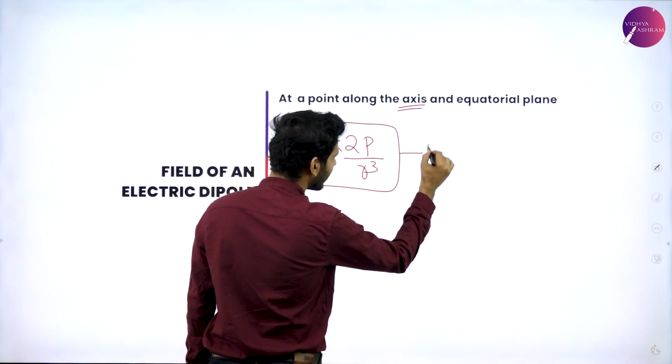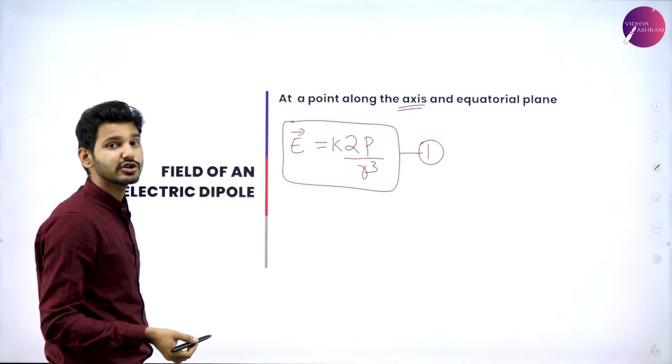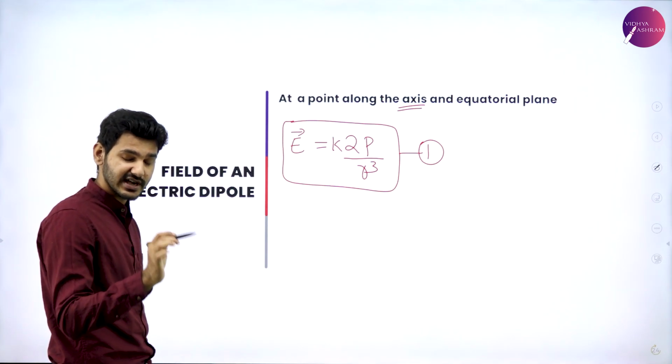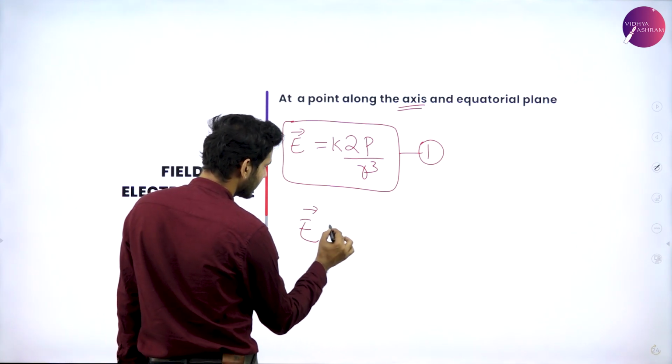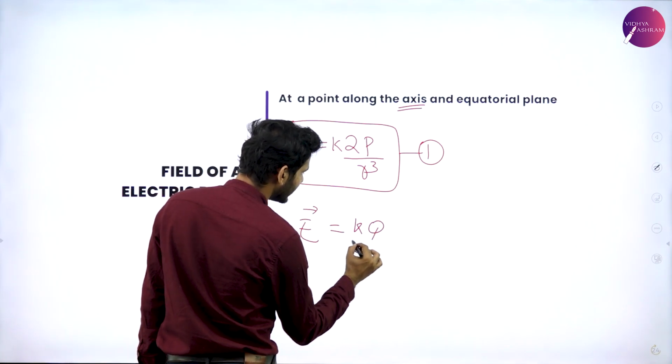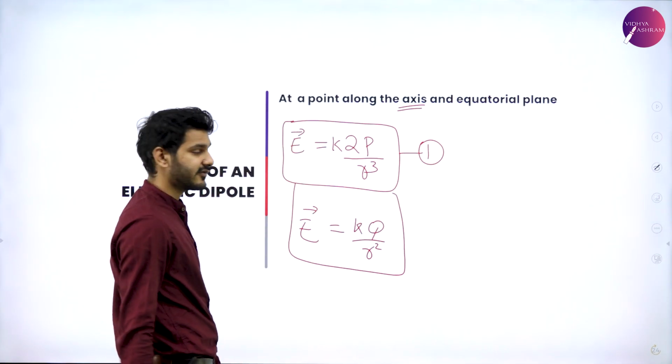This is the thing we have found out. So we already found out what the electric field is due to a point particle, or just a simply charged particle, and that is given as KQ divided by r square. So what are the comparisons we can make from these two?